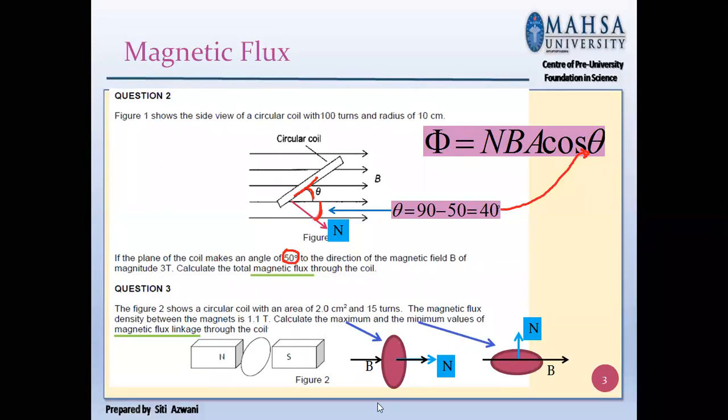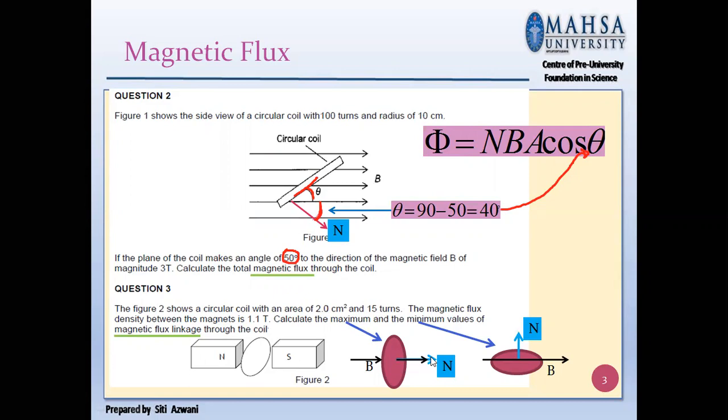Next question, question 3. Now you want to calculate the maximum and minimum magnetic flux. Maximum value of the magnetic flux means the direction of your magnetic field B is parallel to the normal of the plane. This is the area of the circular coil, and the normal is always perpendicular to the area.